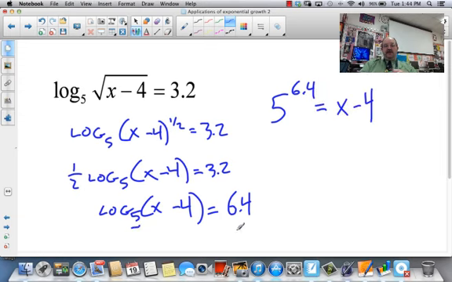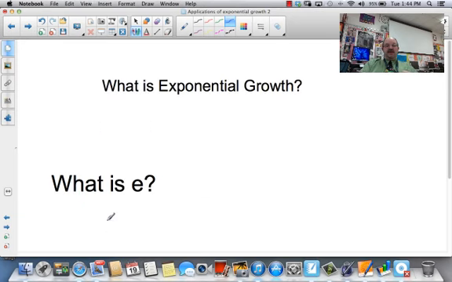So this base raised to this power equals this. Okay, 5 to the 6.4 equals x minus 4. So this is a number. We can get that with the calculator, and then add 4 to it, and we've got x. Okay, so what looks like a difficult problem is really not that bad to deal with, right, as we go.